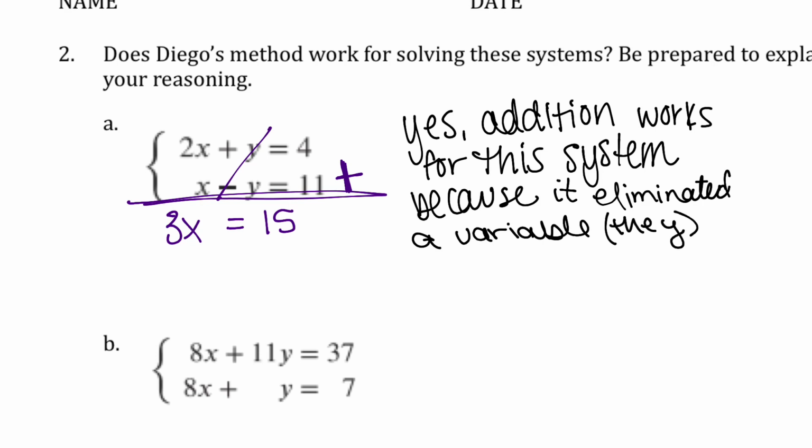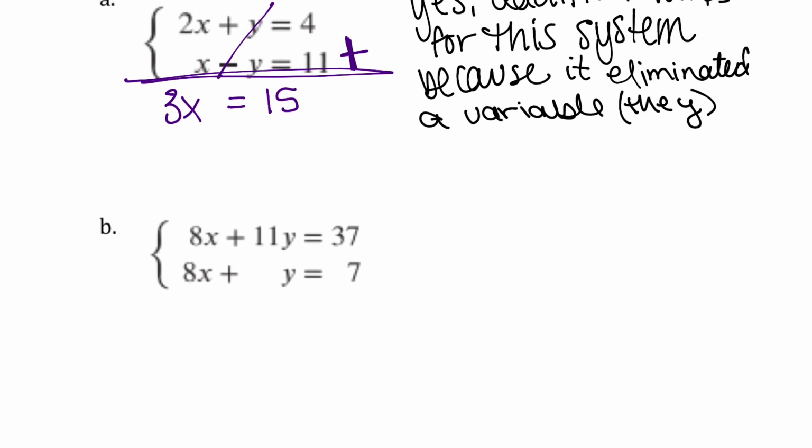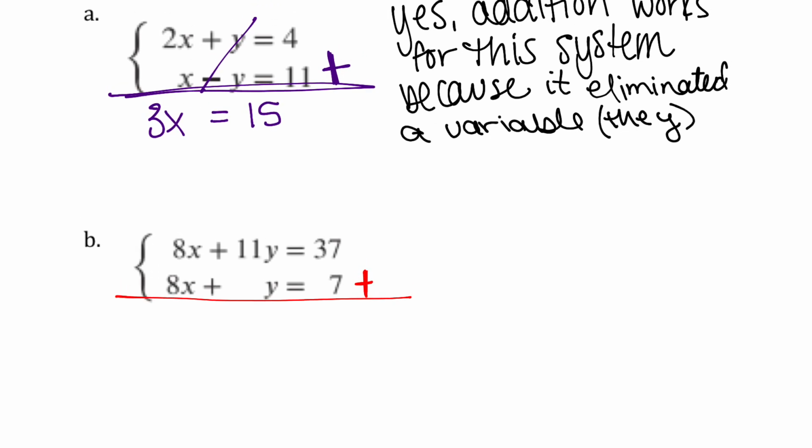Okay. Gonna do the same process here on the second one. We're just going to add our two equations. What is 8x plus 8x? 16x. What is 11y plus y? 12y. And 37 plus 7 is? 44.